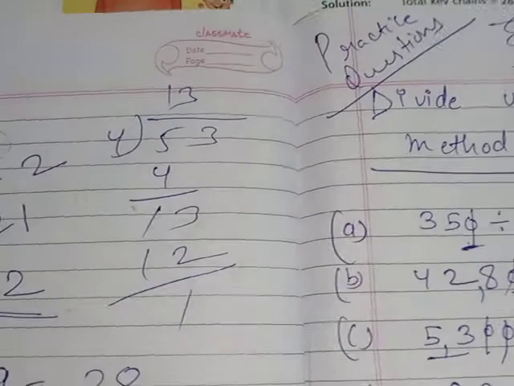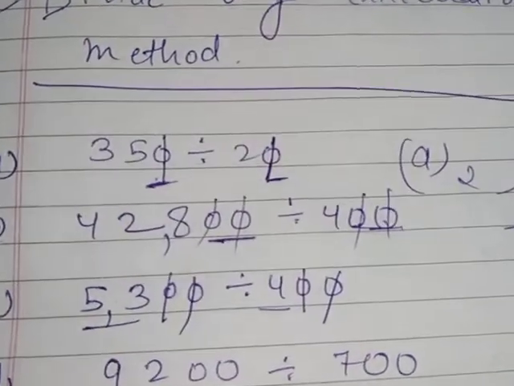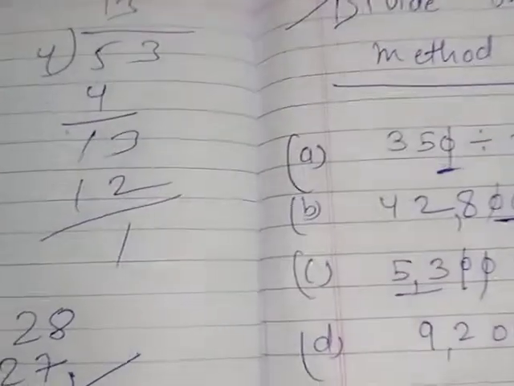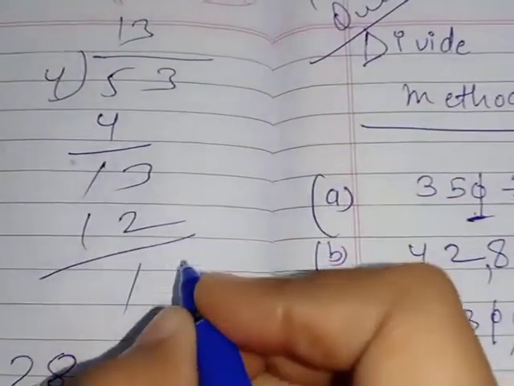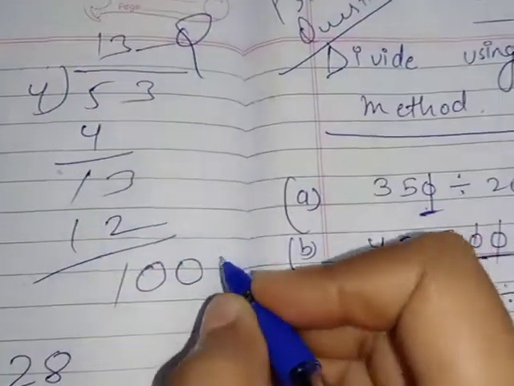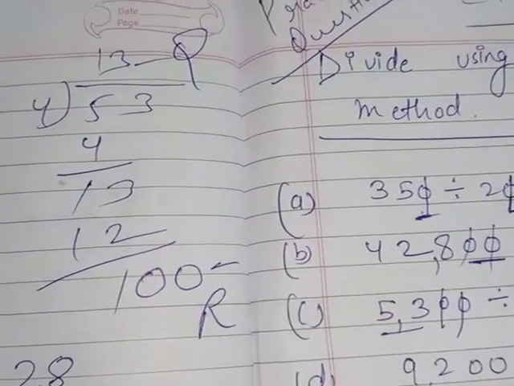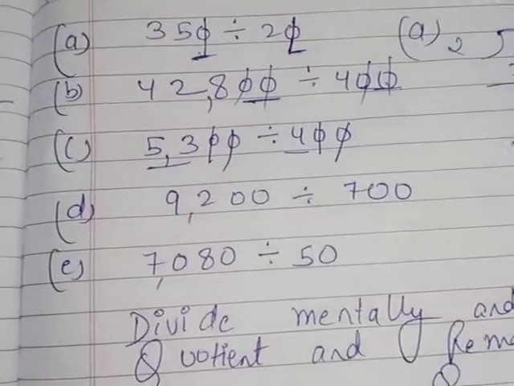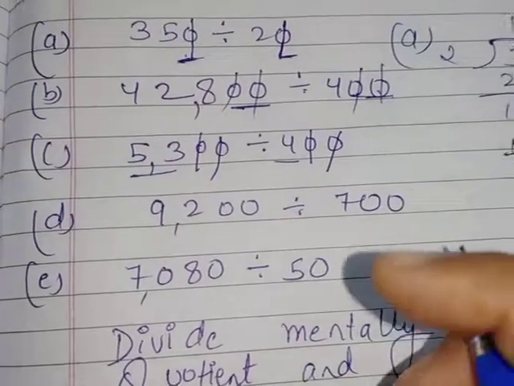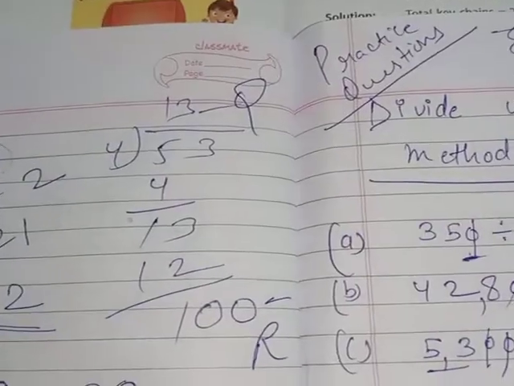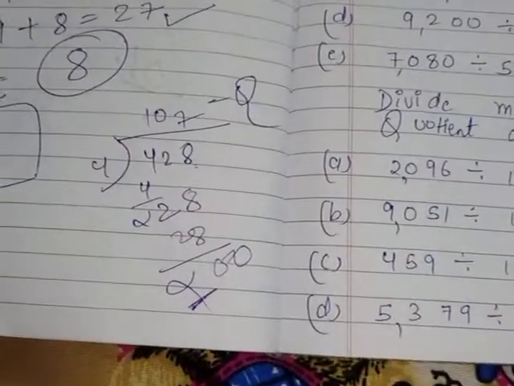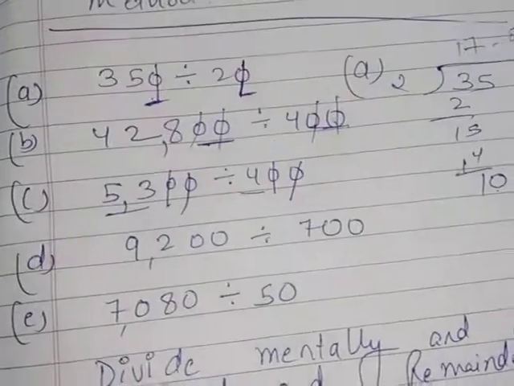What is the next step? Whatever zeros we have divided, both of those zeros shall be written here. Now, 2 zeros are divided, so 2 zeros we will write here. 13 is your quotient and 100 is your remainder. Got it? Then we have 2 more questions. I'll solve them also. I am solving it for you so that you can check your answers. I hope you all are solving these papers on a regular basis.